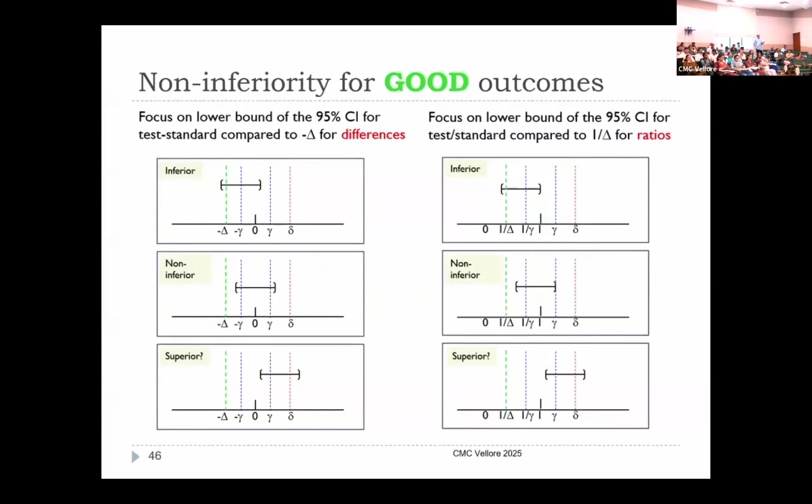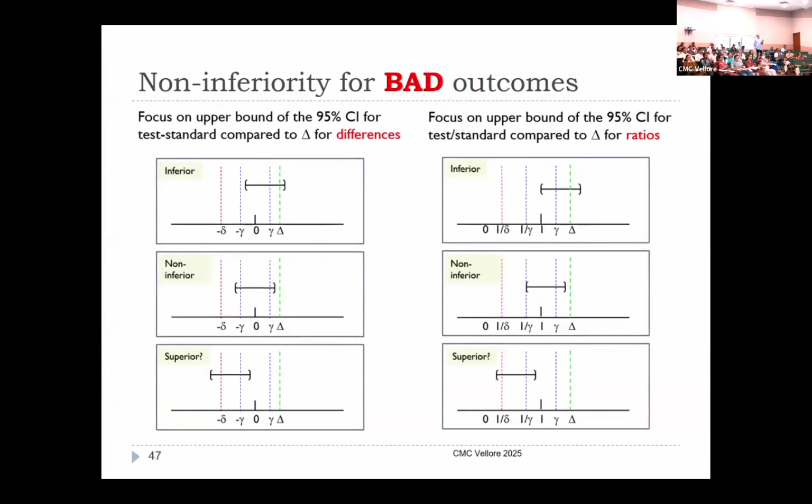For bad outcomes, it's exactly the opposite. So now you're looking on the other side and you don't want the upper limit of the confidence interval to go beyond that. You want it to be below that, and if you're lucky enough, you're going to be on this side.